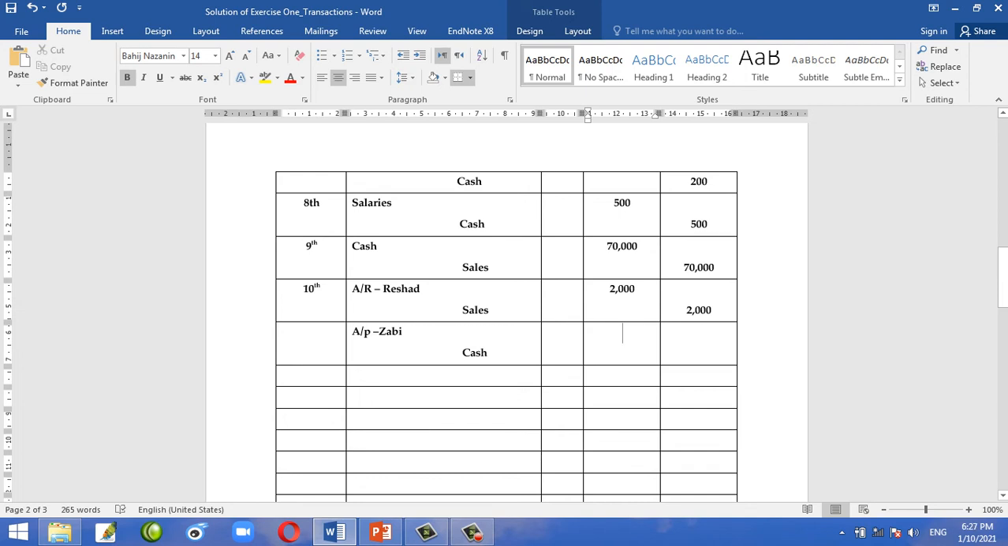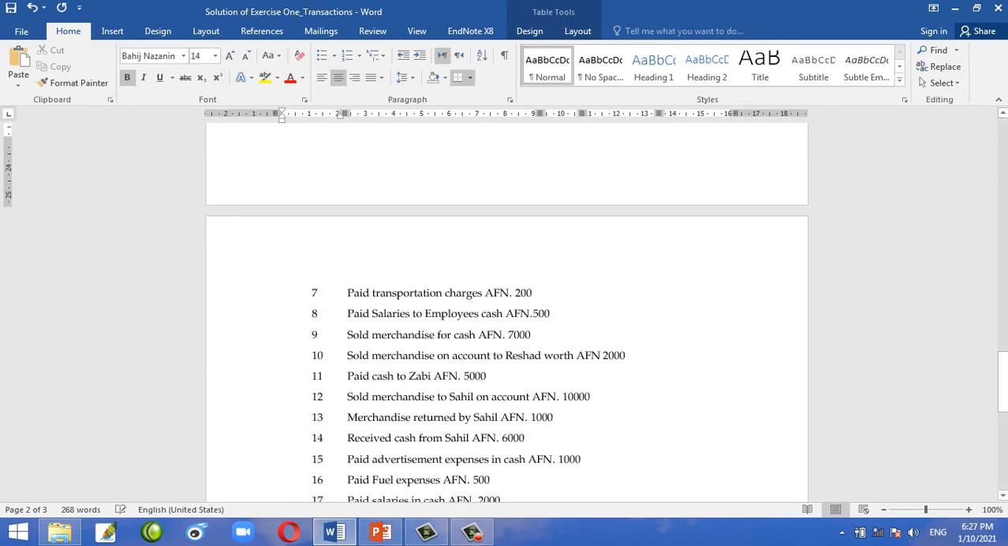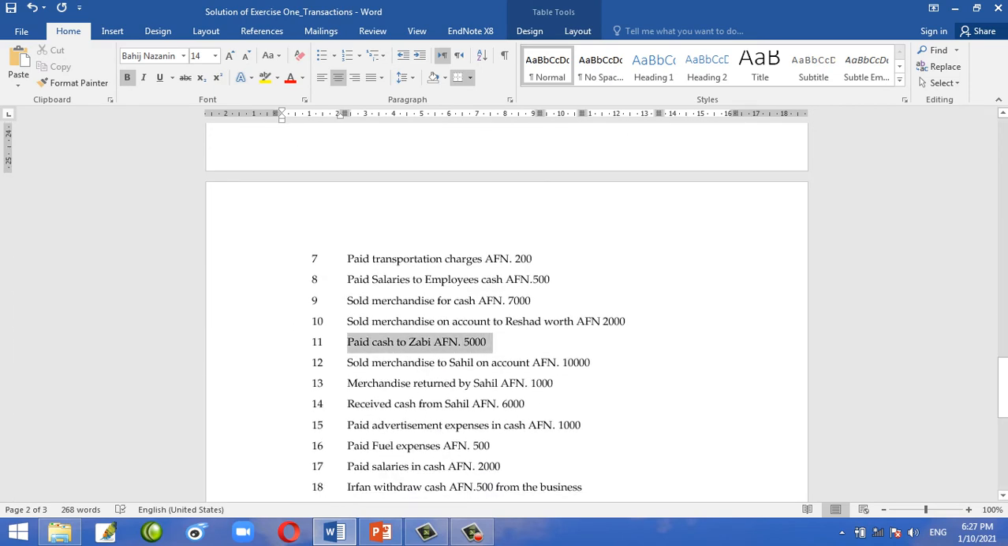When there is a decrease in liability, it should be recorded as a debit. And when there is a decrease in cash, it should be recorded as a credit, because cash is an asset in the organization. So that is worth 5,000 Afghanis. It was on the 11th of October, paid cash to B.